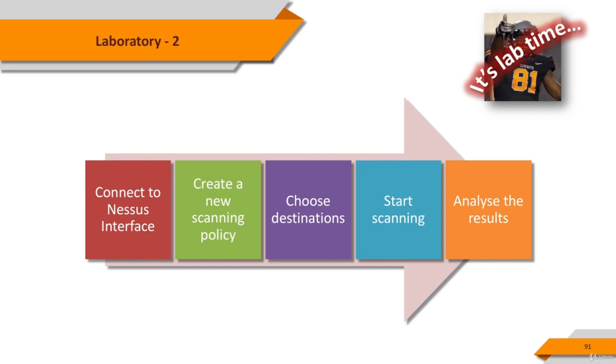First, go to your Nessus web interface. Create a new scan policy. See and modify the options as much as you can. Choose destinations. Try to give a text file as the destination hosts list. Start the scan and analyze the results.